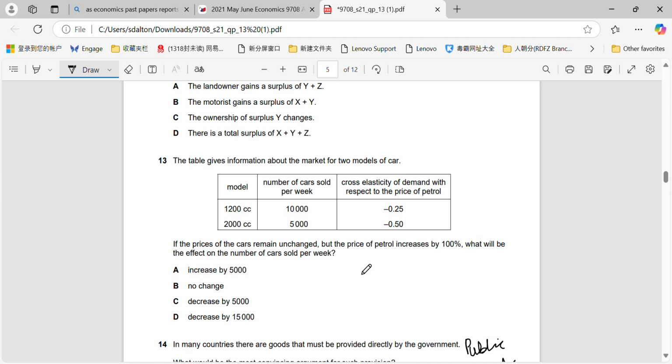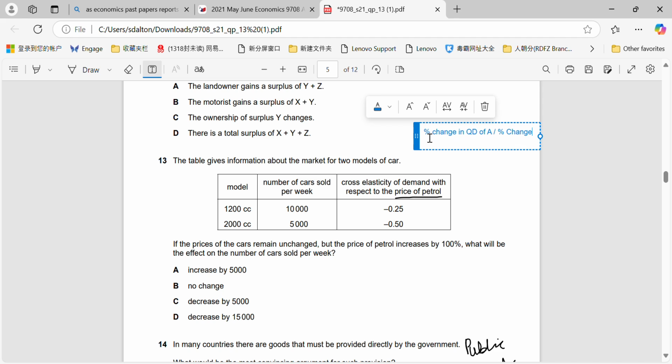Okay, the table gives information about the market for two models of car. Prices of the car remain unchanged, but the price of petrol increases by 100%. What will be the effect on the number of cars sold per week? So we're told this is their cross elasticity in relation to petrol. Remember, the formula for cross elasticity is the percentage change in QD of A, or product A, divided by the percentage change in price of product B. So in this case, we know the price is going up by 100%.